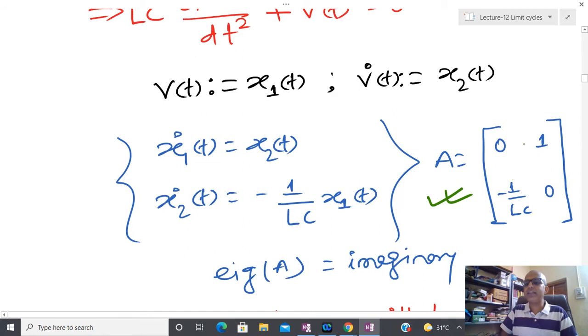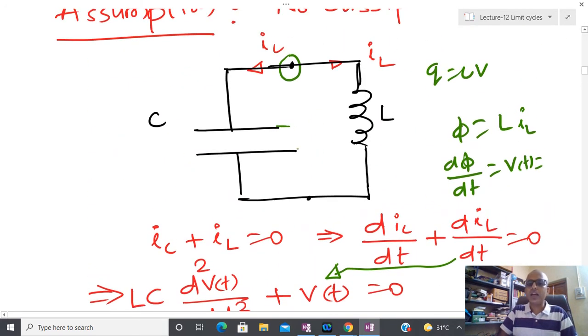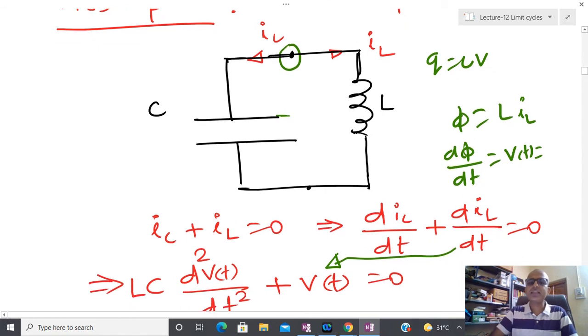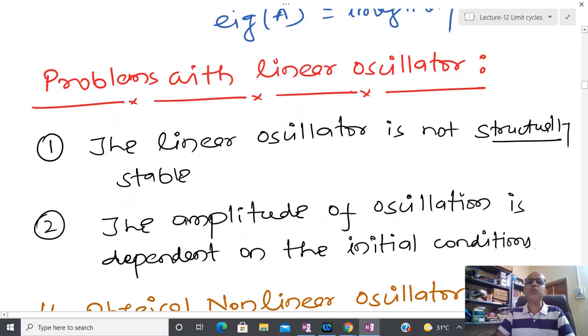So you can also interpret this. If you solve this, then it is possible to show that the eigenvalue is imaginary. So one can expect that using this I can construct some kind of physical oscillator, a physical linear oscillator. But you can see that practically this combination is not realizable, and we basically have two different problems. And what is that problem?